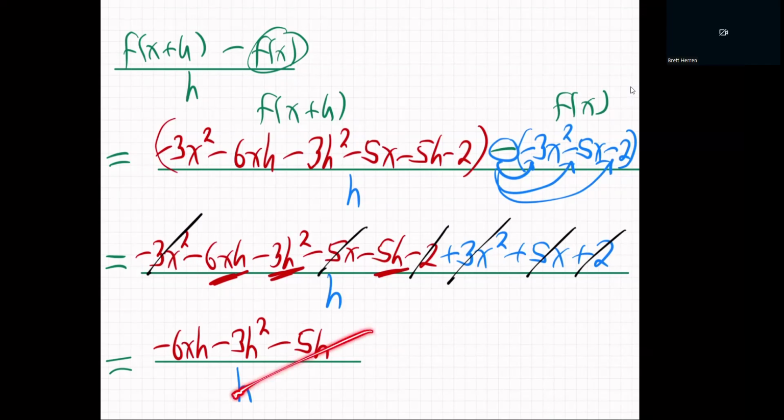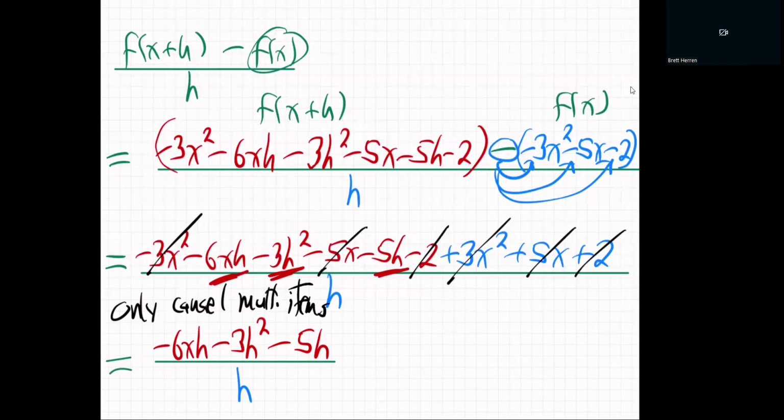I hope you know you cannot do that. Why not? Why can't you just cancel those h's? You cannot cancel added, subtracted items, right? You might say, well, yeah, this is times, but there's added subtracting going on there. You'd be taking part of an added subtracted item. Can't do it. You can only cancel multiplied items. Let me write a note. Only cancel multiplied items, not added.